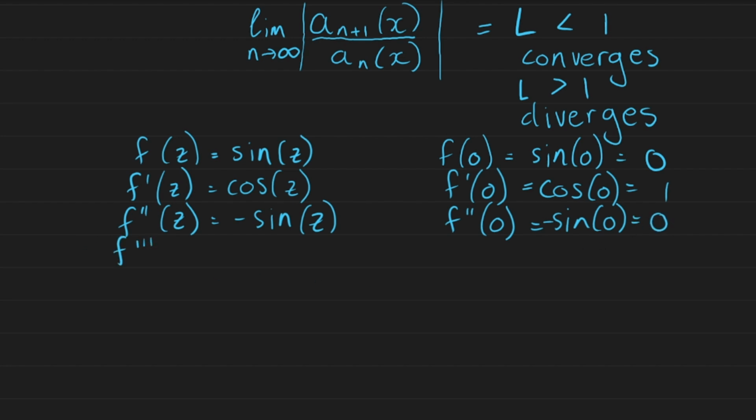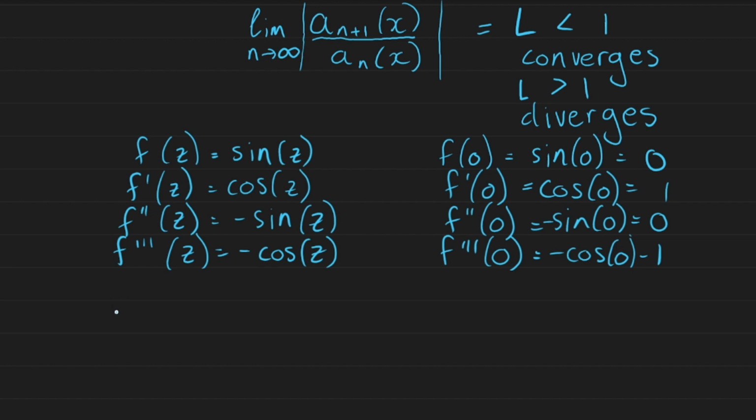Then we compute the third derivative at z. The derivative of minus sine is minus cos. And then we compute the third derivative at 0. So that's minus cos of 0, which is minus 1. Okay, so if we look at the pattern here, the derivatives are taking on the value of 0 for even numbers, and then we have alternating between 1 and minus 1.